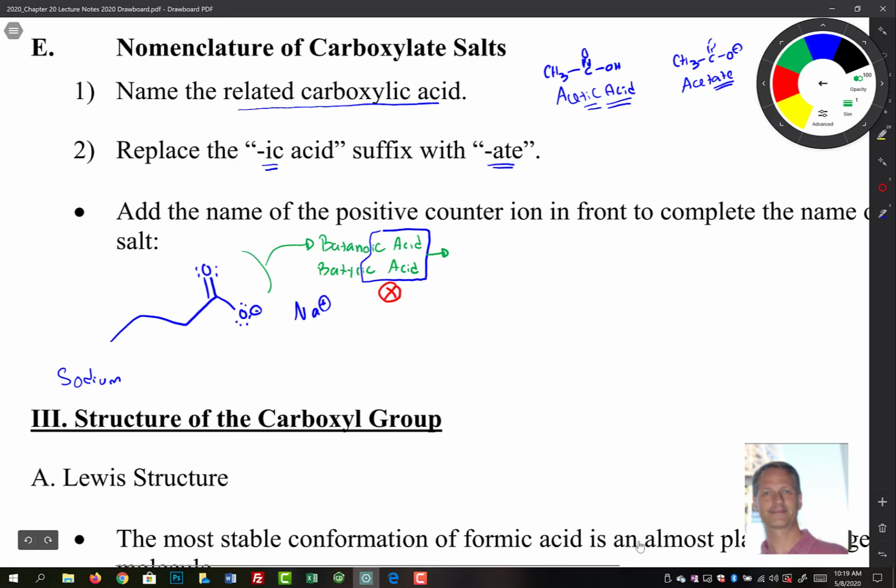So then butanoic would be butanoate, and butyric would be butyrate. So in this situation, we can use either. So I'll just pick the top one. So this is sodium butanoate. Right, that's kind of the idea there. So it could be sodium butanoate or also sodium butyrate.